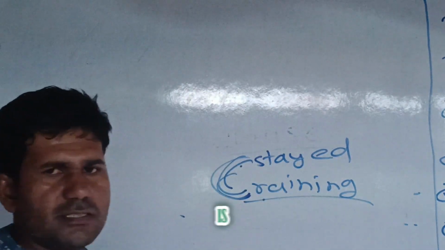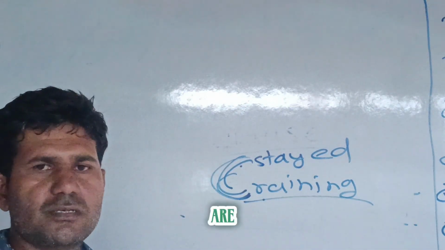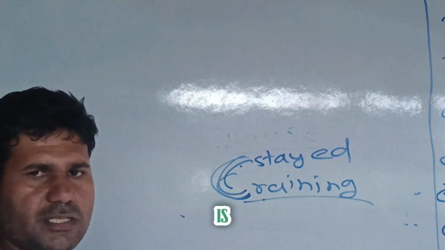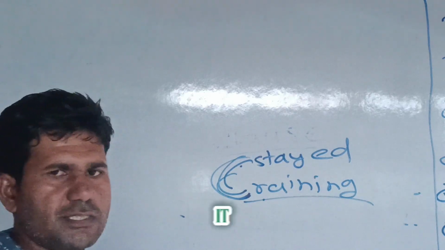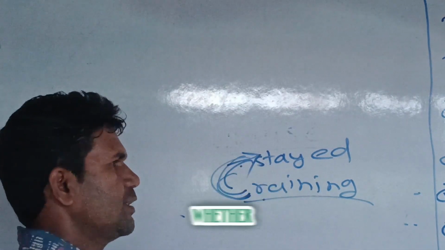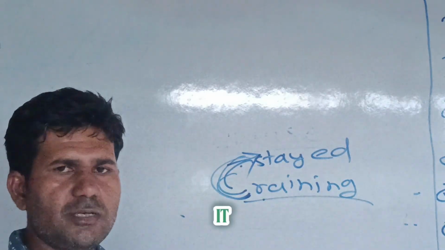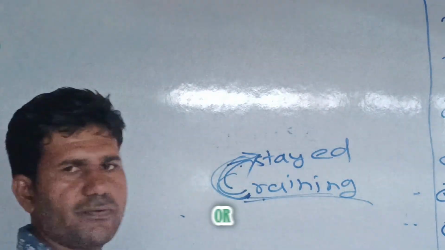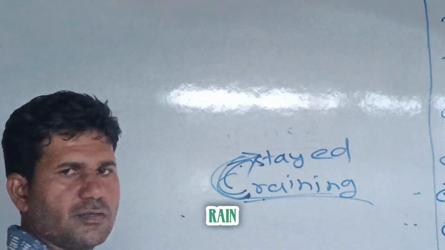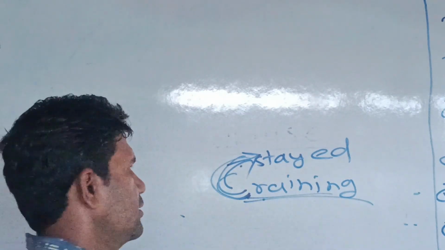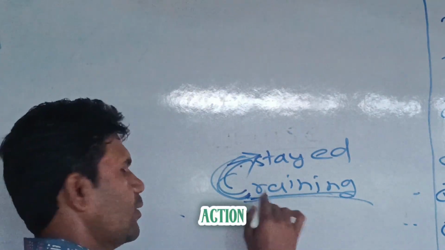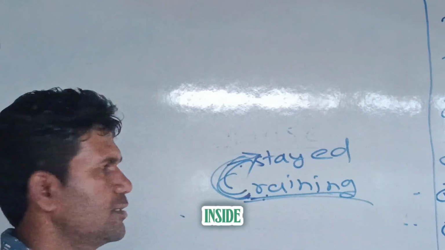So staying inside is the subordinate clause or dependent clause. That depends on raining. If it rains, we stay inside. If it doesn't rain, we don't need to stay inside. So whether we stay inside or not depends on the first event or first action, raining. If it does not rain, we can stay outside. The first action is raining. This action or event made us stay inside.